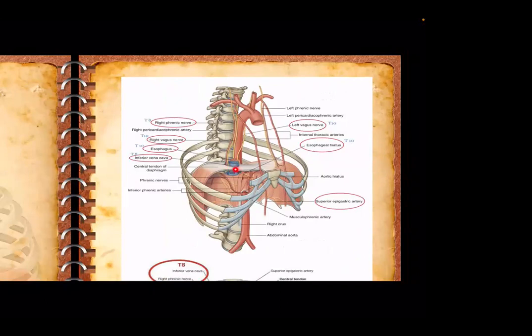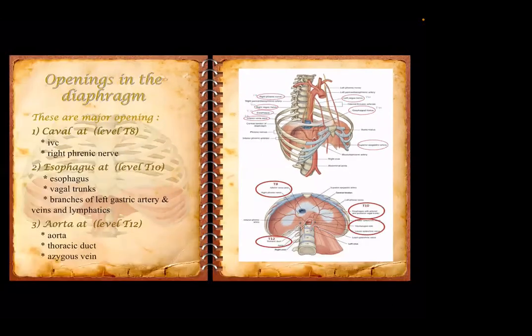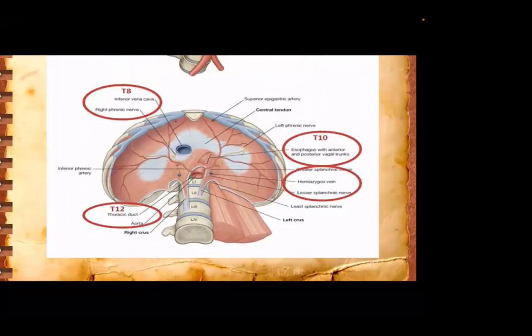Esophagus at level T10: esophagus, vagal trunk that consists of the right and the left vagal nerve, a branch of the left gastric artery, which is a branch of the celiac artery, and veins and lymphatics. Aorta at the level T12 contains the aorta, thoracic duct, and azygos vein.